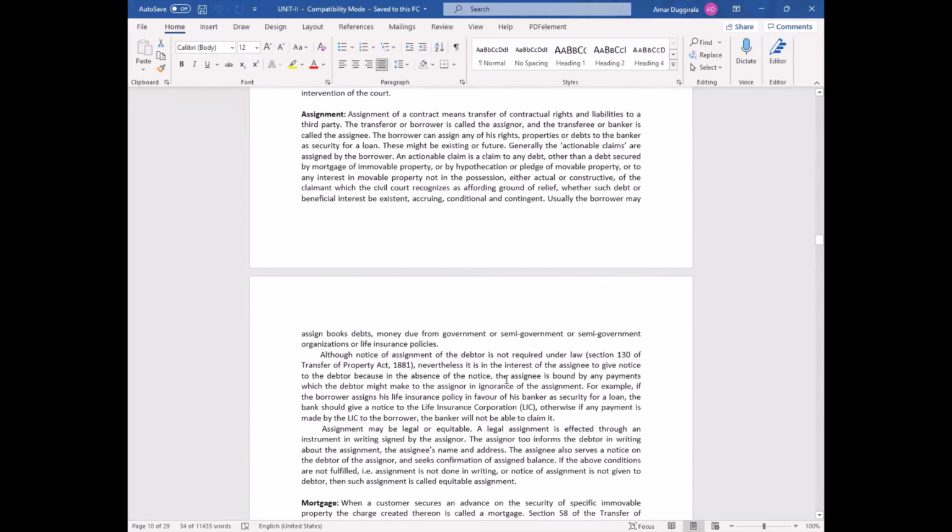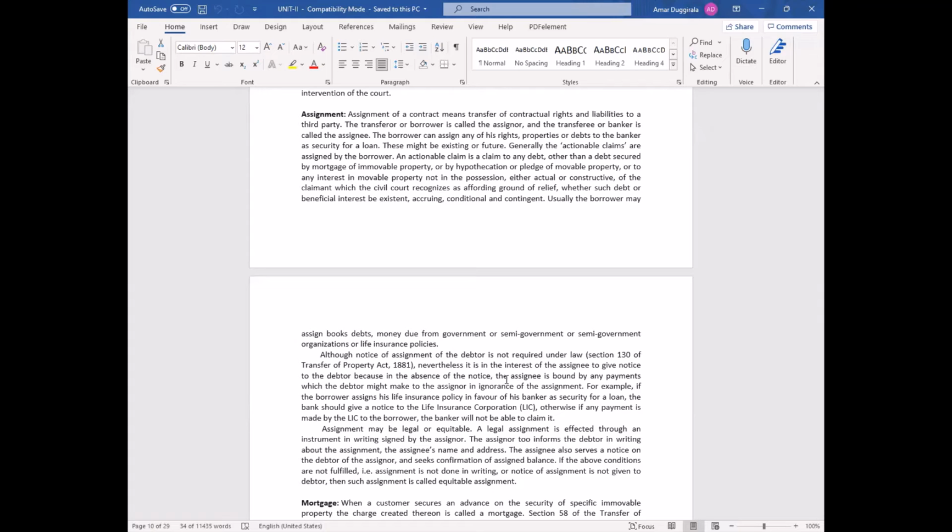Now comes assignment. Assignment is also a type of contract in which the contractual rights and liabilities are assigned to a third party. You have a property against which you have rights and liabilities. You will contractually transfer that as an assignment to the bank. So the person who is the borrower is called the transferor, and the bank which is receiving the contractual rights and liabilities of the property is called the assignee.